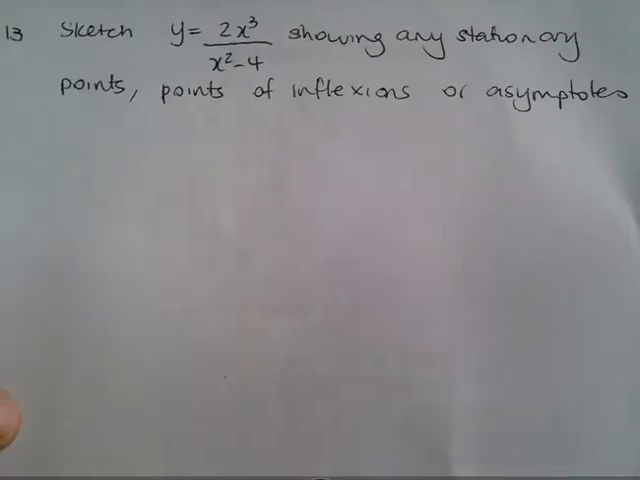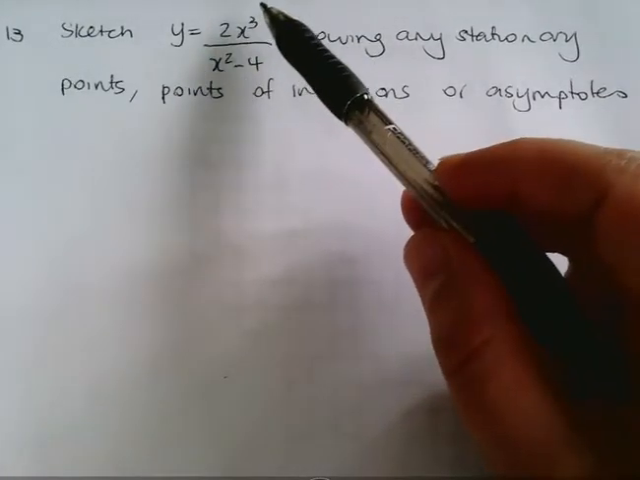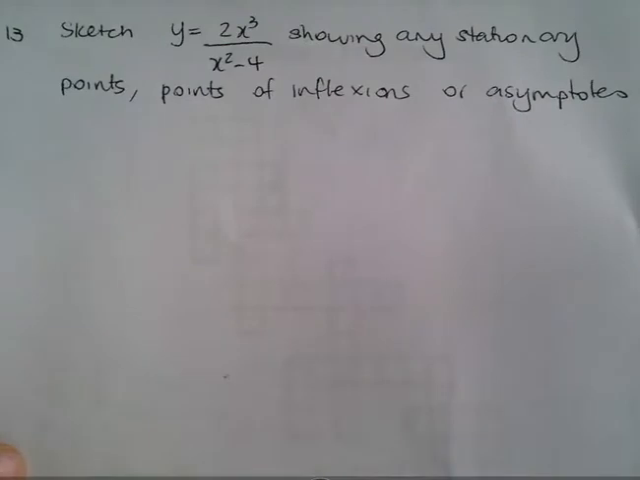Sketch, now with this question here, we notice that the power in the numerator is higher than that in the denominator. When this happens, you will get oblique asymptotes. Look, this is really part of the Extension 2 course. However, I think we should still just do one, all right?